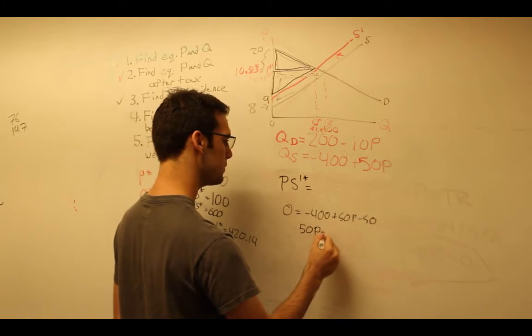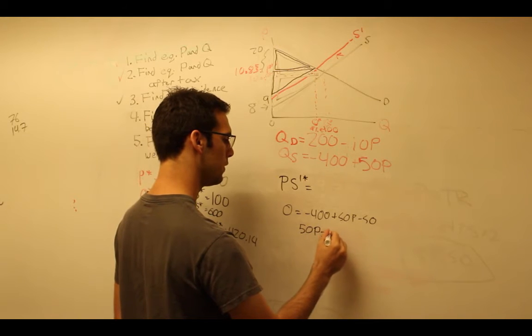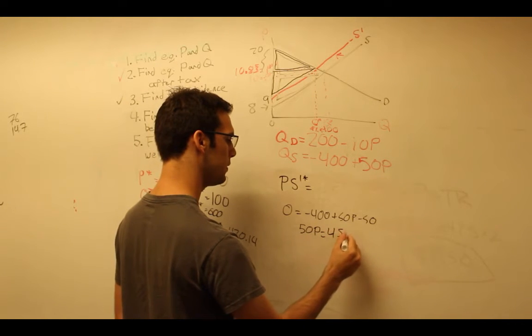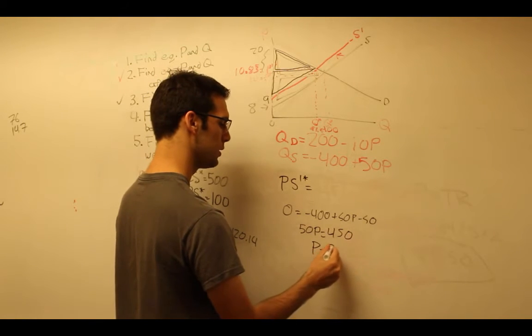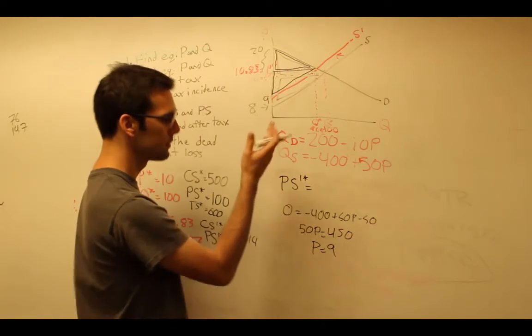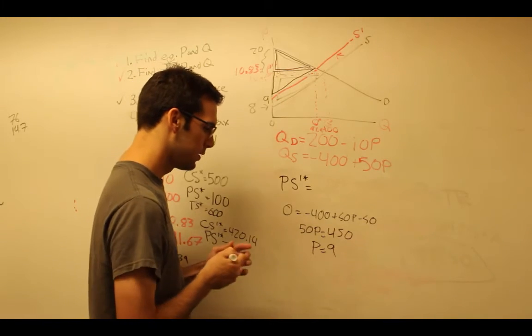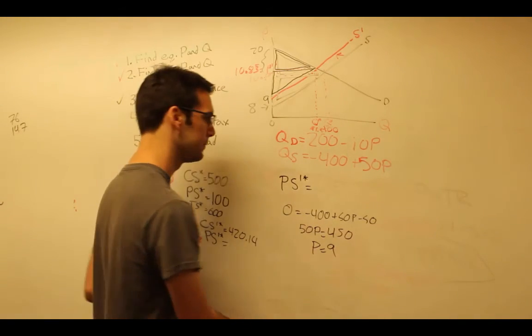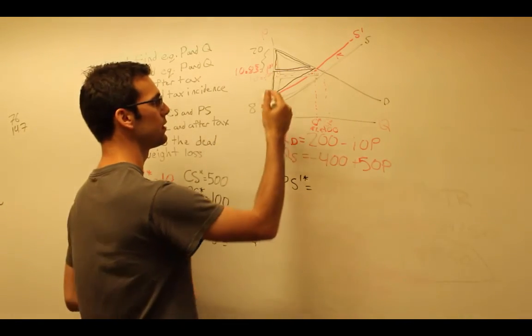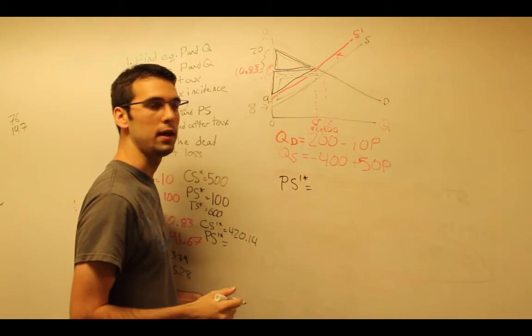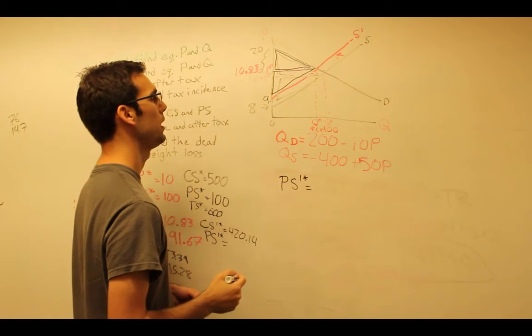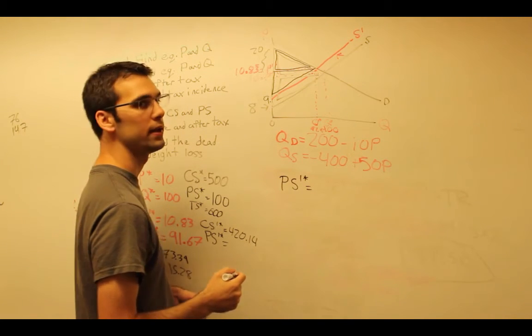50P equals 450. And so then P equals, so we hold 9 because we shifted the supply curve up by $1. The distance between 9 and 10.83 is our height, and that's 1.83.